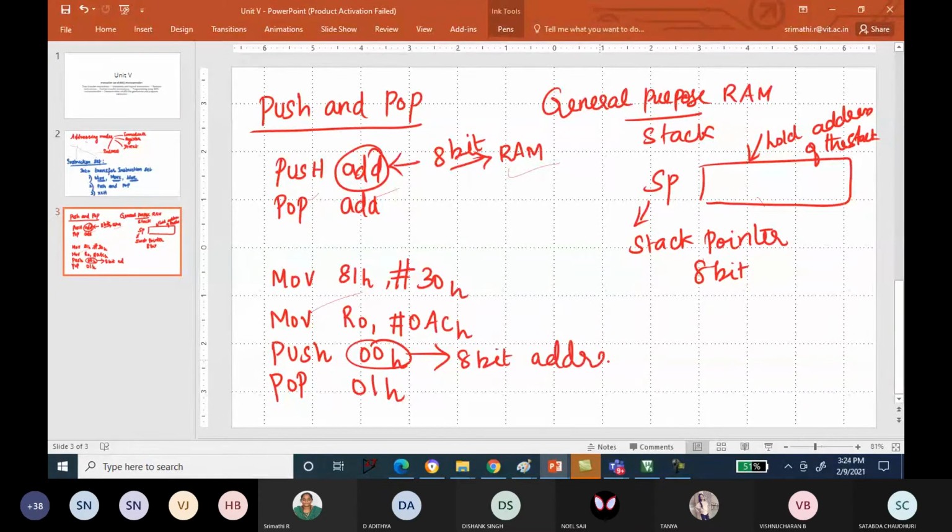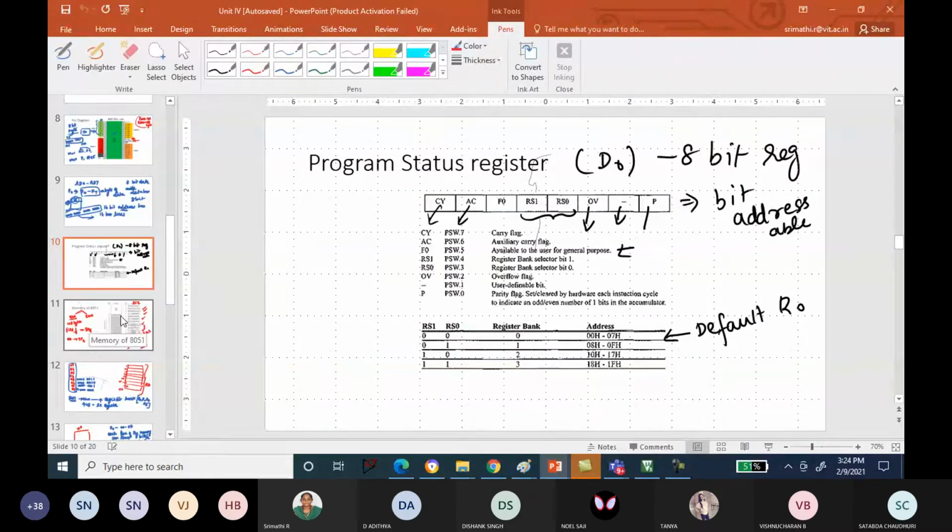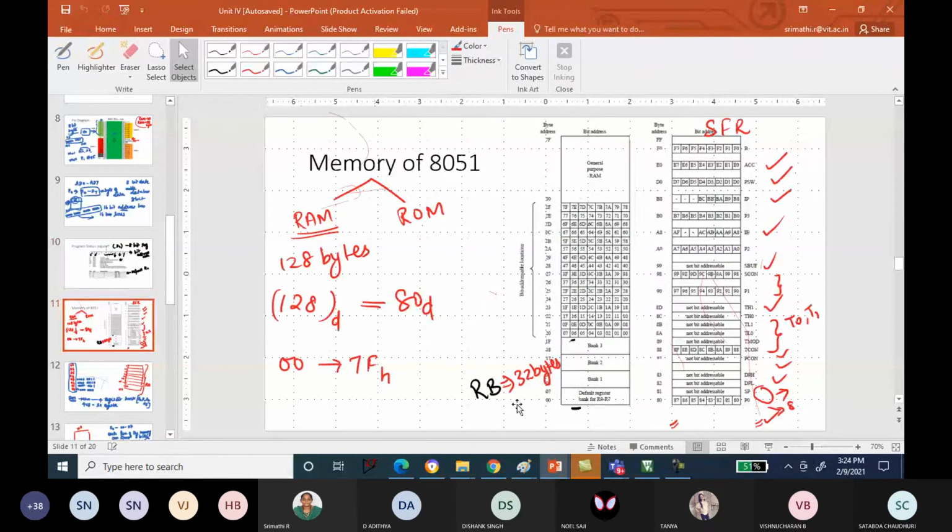Before that, I hope you remember yesterday's class. What is the 81 memory location? Could you able to see this? Memory location 81 is what register? It's the stack pointer. Am I audible? Yes, ma'am. Okay, 81 address is nothing but the stack pointer.